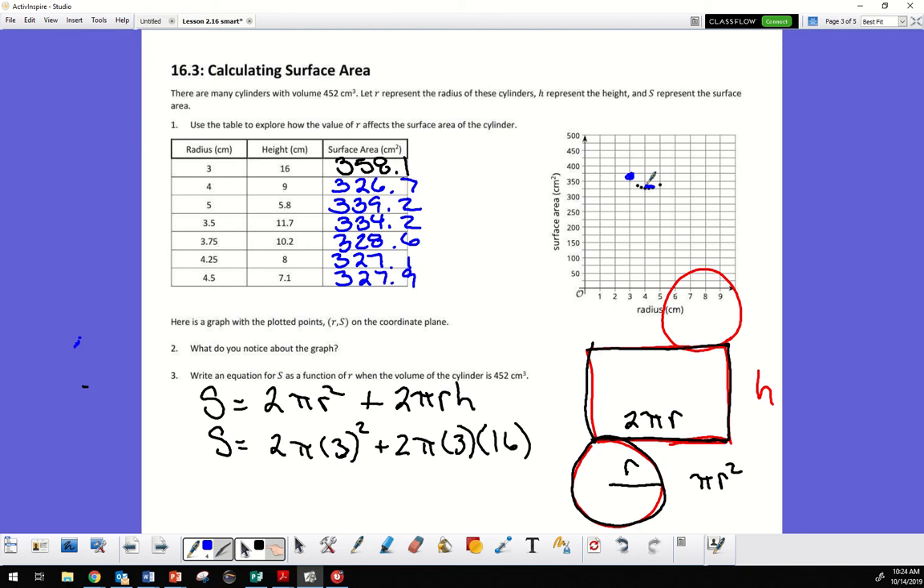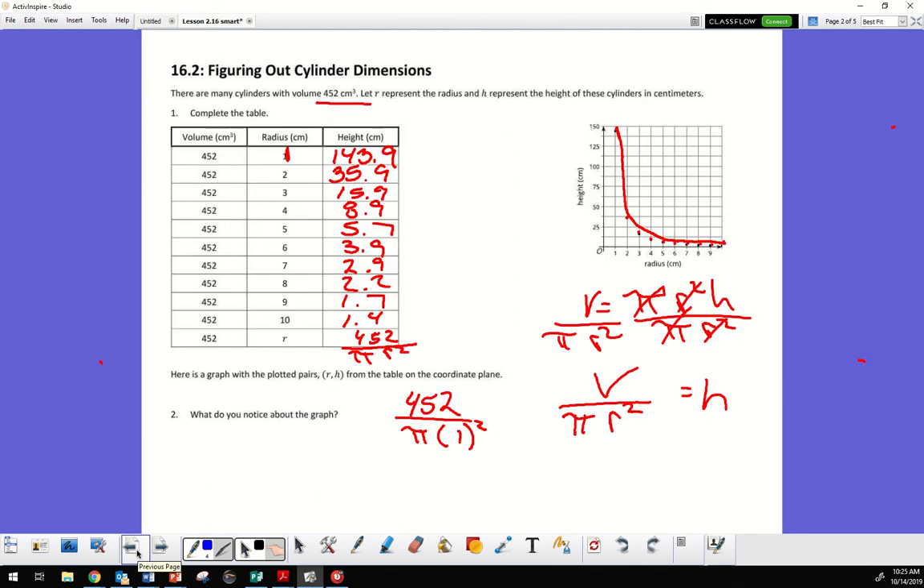Actually, no. It is that. So write an equation for S as a function of R when volume is 452. So now I would set this volume being 452. So that is from my previous problem. That actually came from over here.